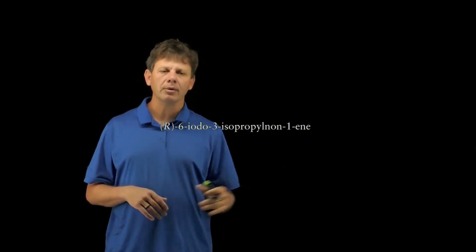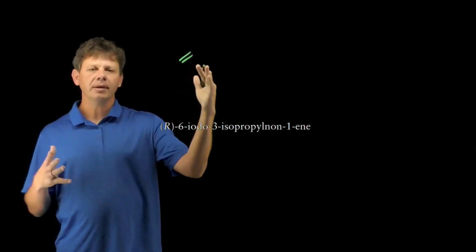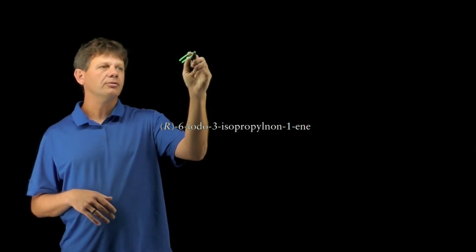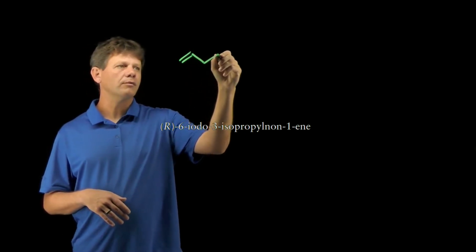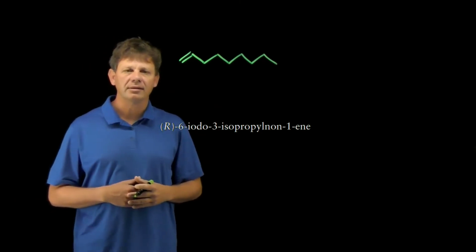We're going to start working backwards. It's a nonene, so we can go ahead and draw our alkene at carbon 1, and we're going to make sure we have 9 more carbons. So this is 2, 3, 4, 5, 6, 7, 8, 9. Maybe you already know what mistake is coming.